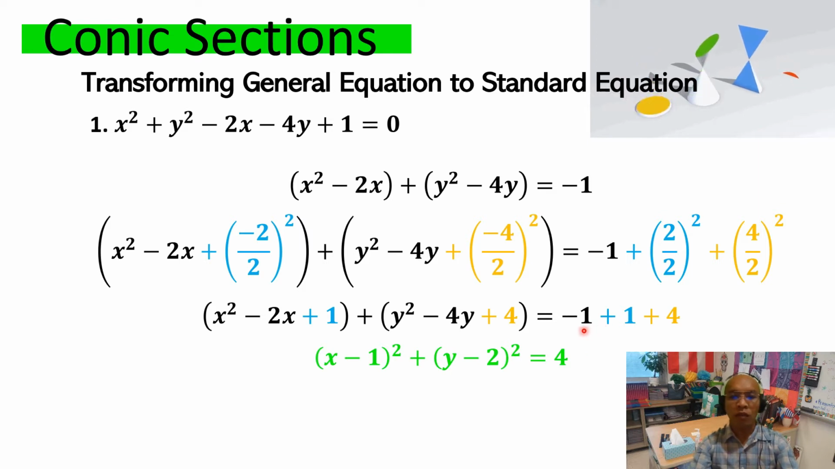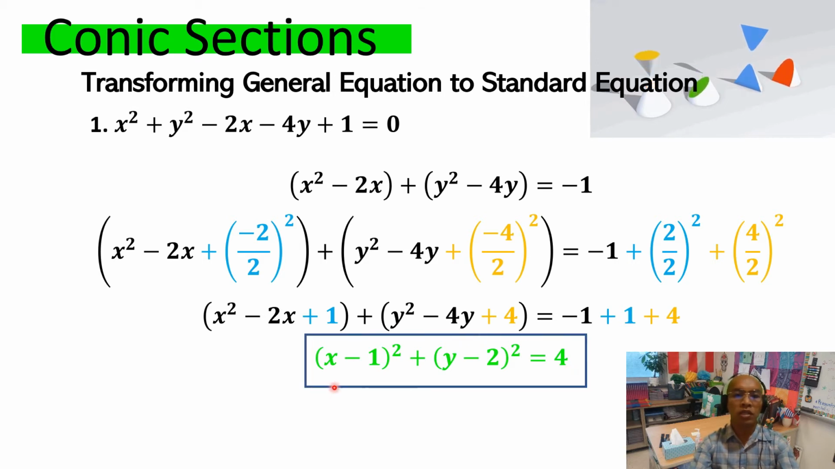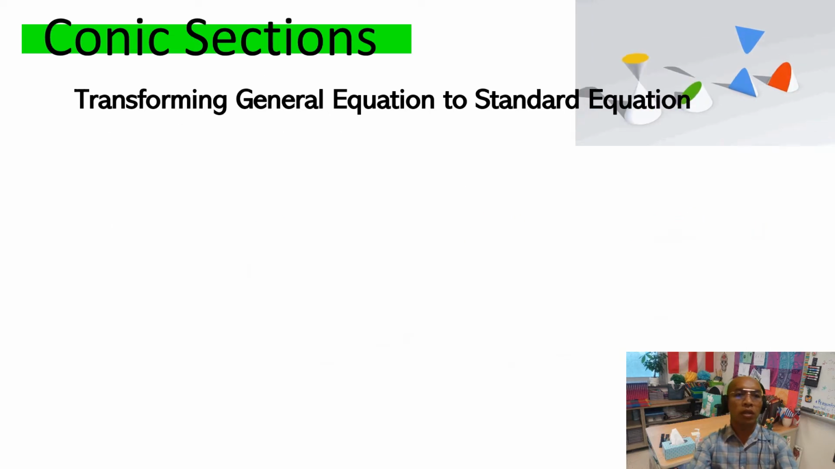Simplify the right side of the equation. Negative 1 plus 1 is 0. So we just copy 4. So this is now the standard form of this given expression.